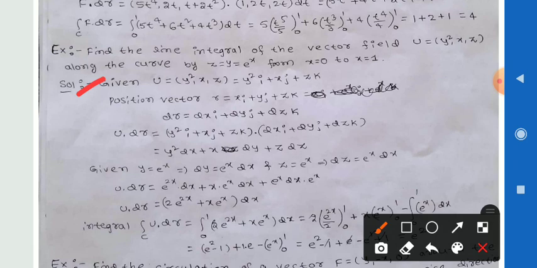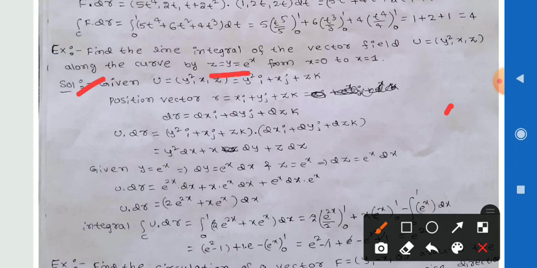By doing u dot dr we get y square i plus xj plus zk dot dxi plus dyj plus dzk. By doing the dot product we get y square dx plus x dy plus z dz.